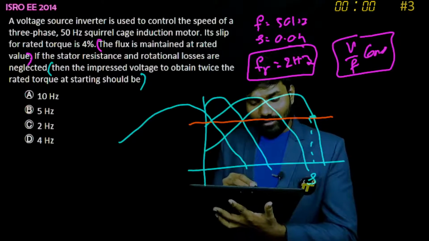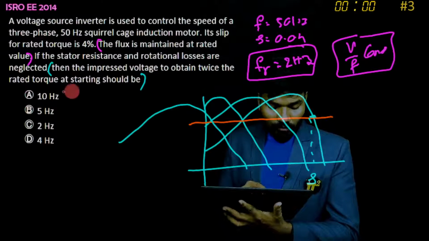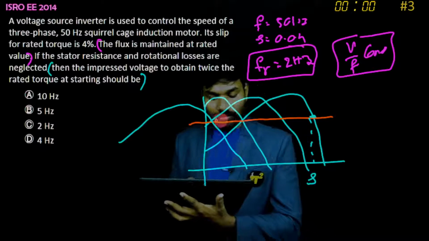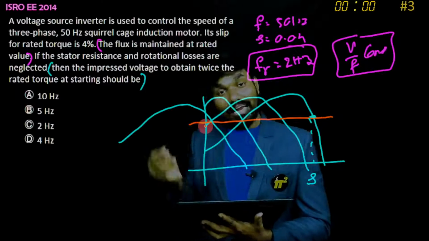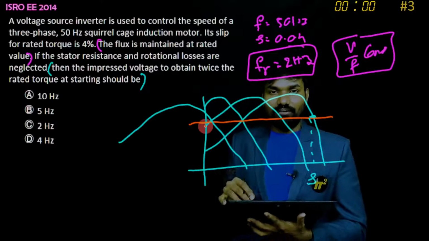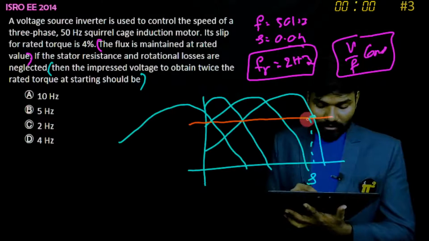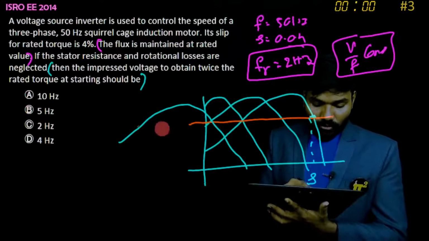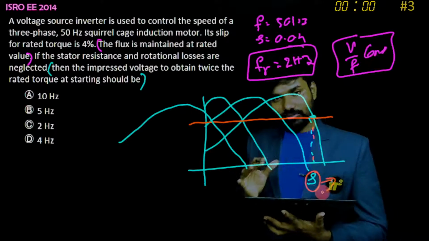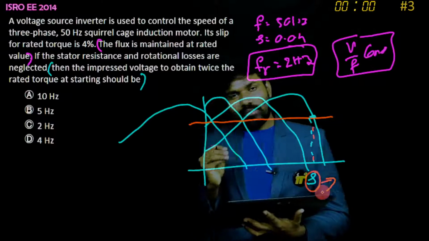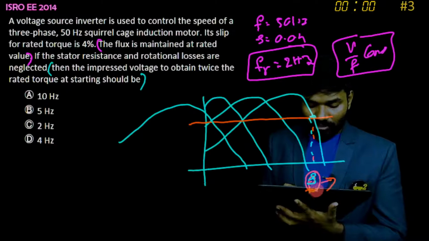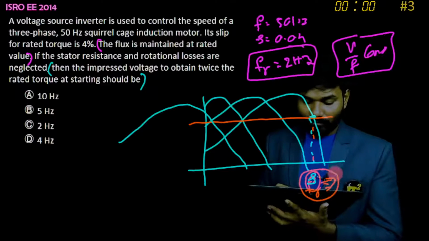Now the question says I want to attain double the rated torque at the starting itself, when nr is equal to 0. When nr is equal to 0, I want the double torque. So here the slip value, slip frequency, rotor frequency fr is something, suppose. It doesn't matter here.